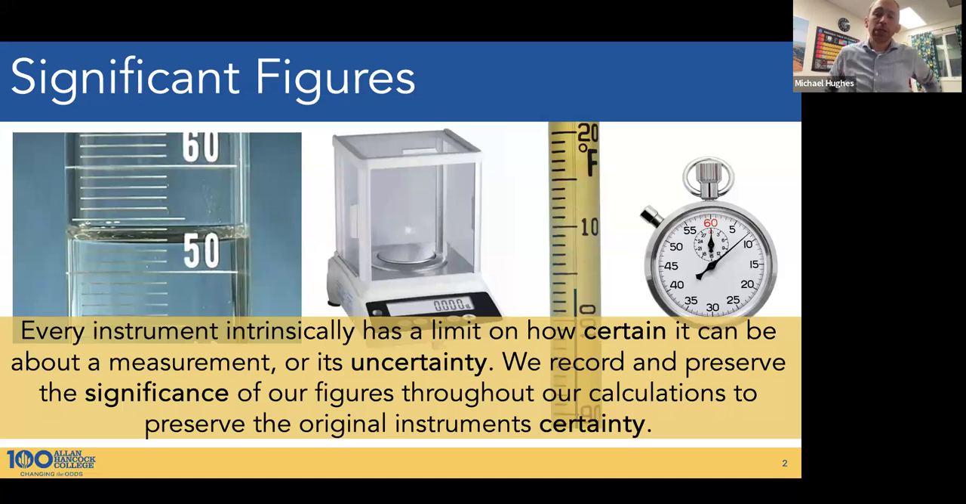Those instruments that we use intrinsically have a limit to how certain they can be. The uncertainty of the device is built in to any device. We need to record and preserve how accurately we collected that data, so that we're not only telling somebody how much something is, but how well we can be certain of that value. That idea is called the significance of the figures, or significant figures, and it's how we preserve that certainty that comes from the instrument that we used to measure the value.